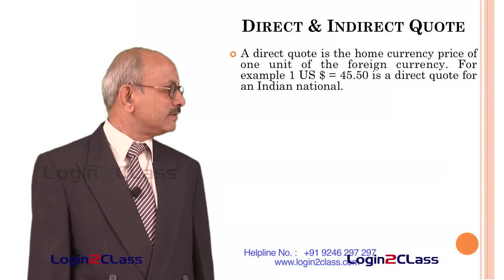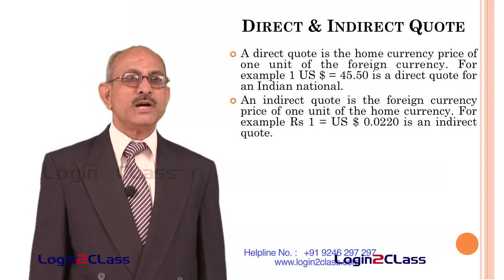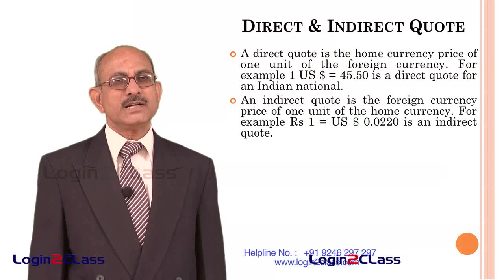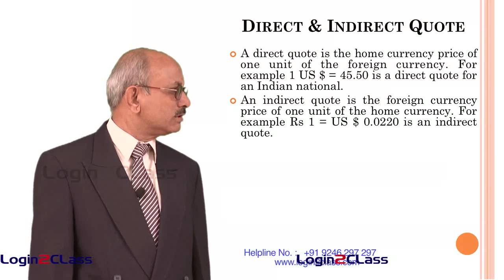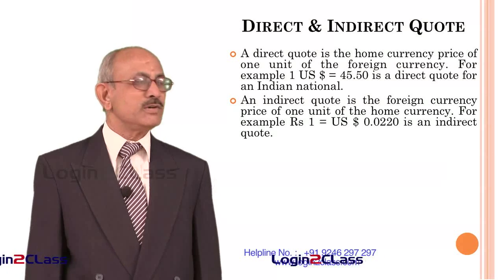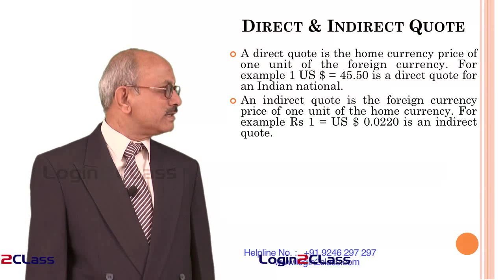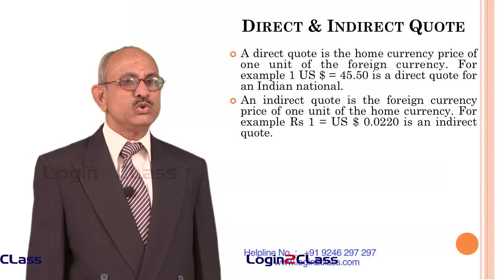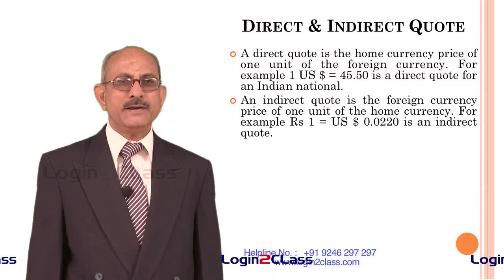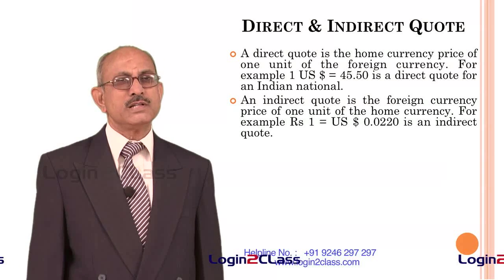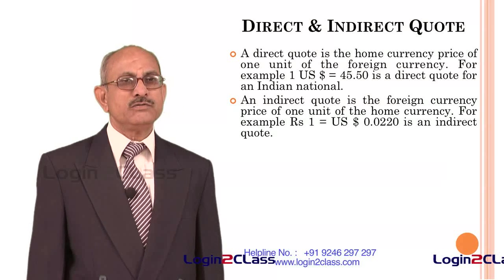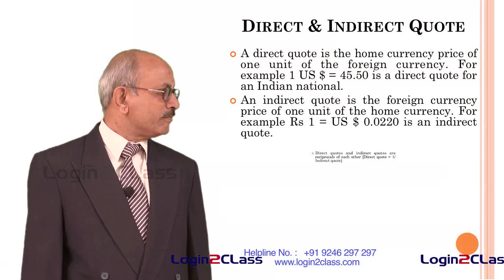And if it is quoted in terms of 1 unit of the home currency and so many units of the foreign currency, then it is called an indirect quote. So an indirect quote is the foreign currency price of 1 unit of the home currency. For example, rupee 1 is equal to 0.022 US dollars. So here the home currency is the rupee, and we want to find out the value of 1 rupee in so many units of foreign currency, that is US dollars.